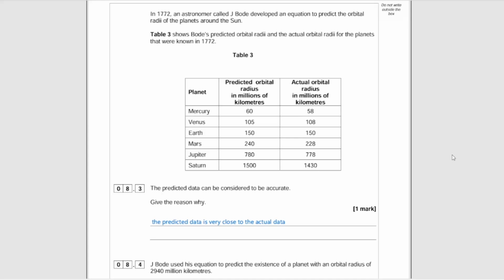The predicted data can be considered to be accurate, explain why. This is due to the predicted data being very close to the actual data, like 60 is close to 58, 105 is close to 108, and so forth.